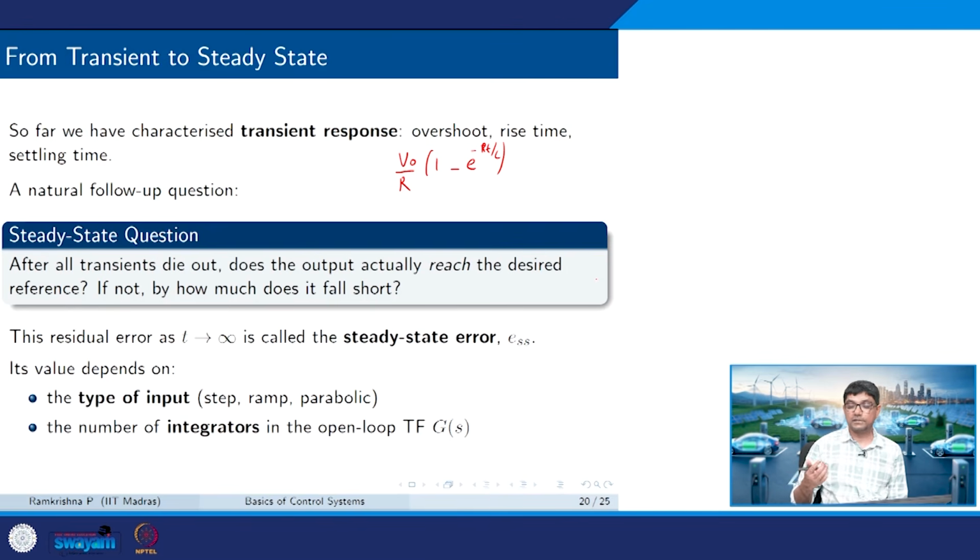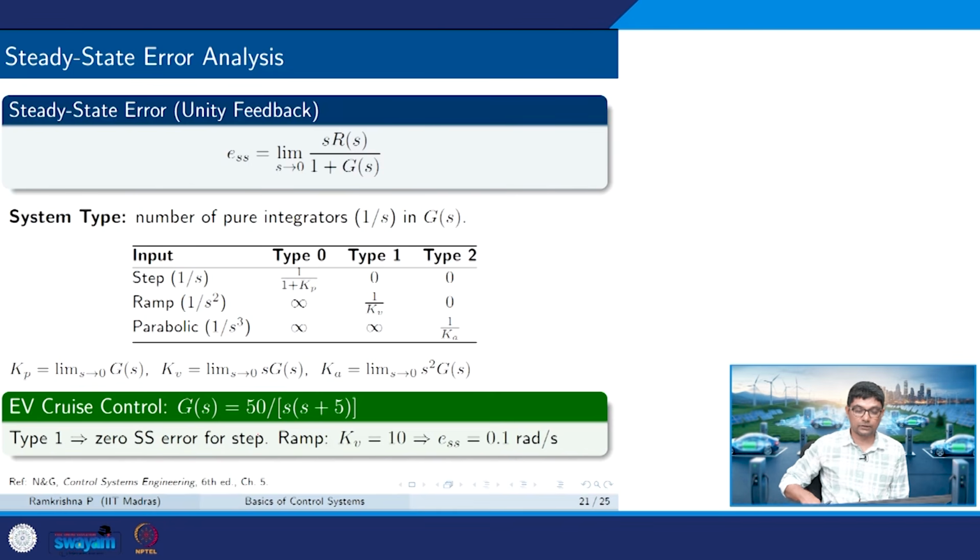So, now what happens at steady state? Does it actually reach say 60 kilometers per hour, or does it fall short of 60 kilometers per hour? Its value of course depends on what is the type of input, what am I tracking, and so on. And also the number of integrators, right. Okay, this is a little complicated word for now, but we will try to resolve it. So we'll try to derive whatever is in this table.